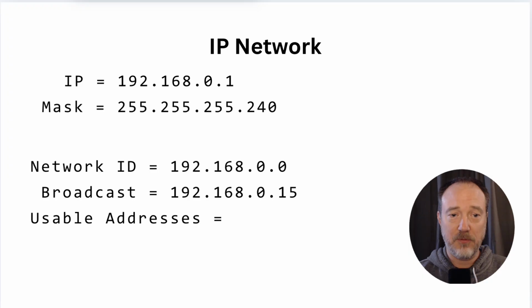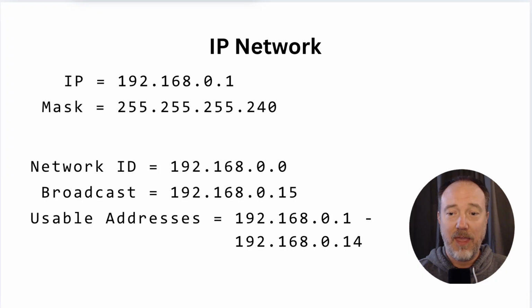In this example, the value after the network ID would be 192.168.0.1, and then the value right below the broadcast address is going to be 192.168.0.14. So in this example, we have 4 host bits.